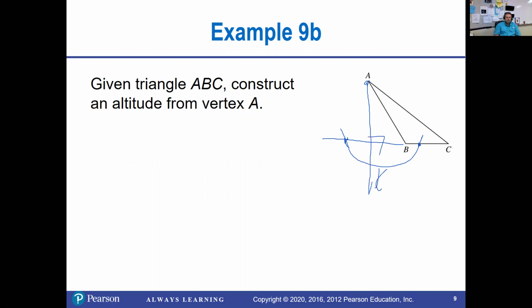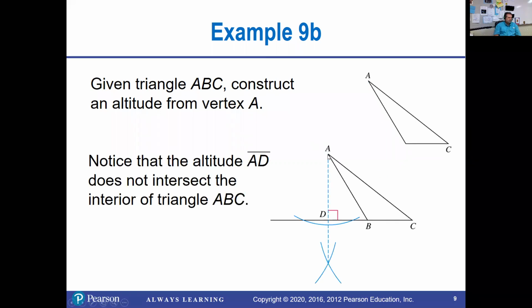Okay, so let me show it to you. Here's point A. Notice I extended line BC so you can find it. And so this is your altitude. Same idea, but you have to extend it.